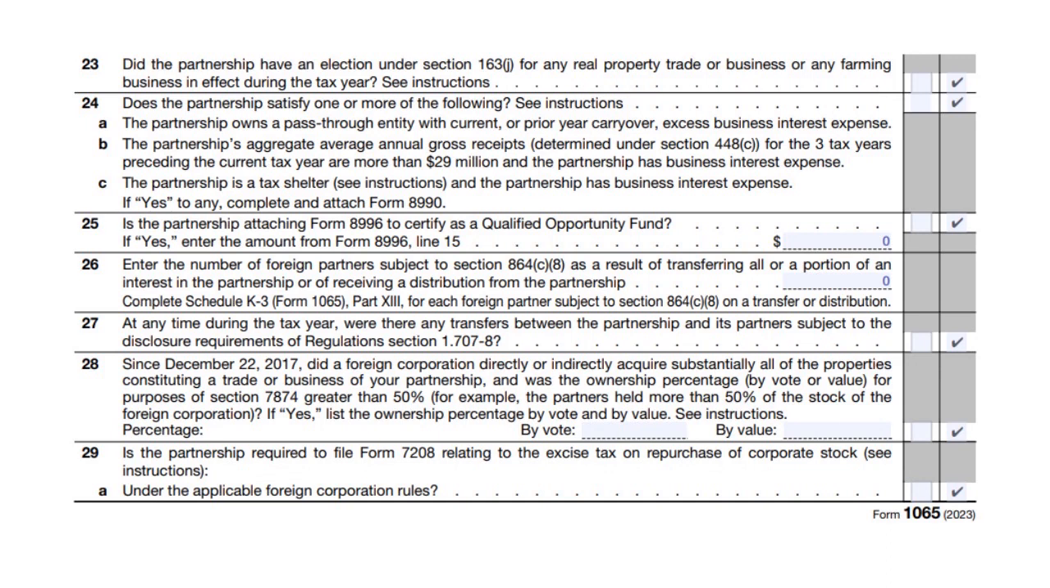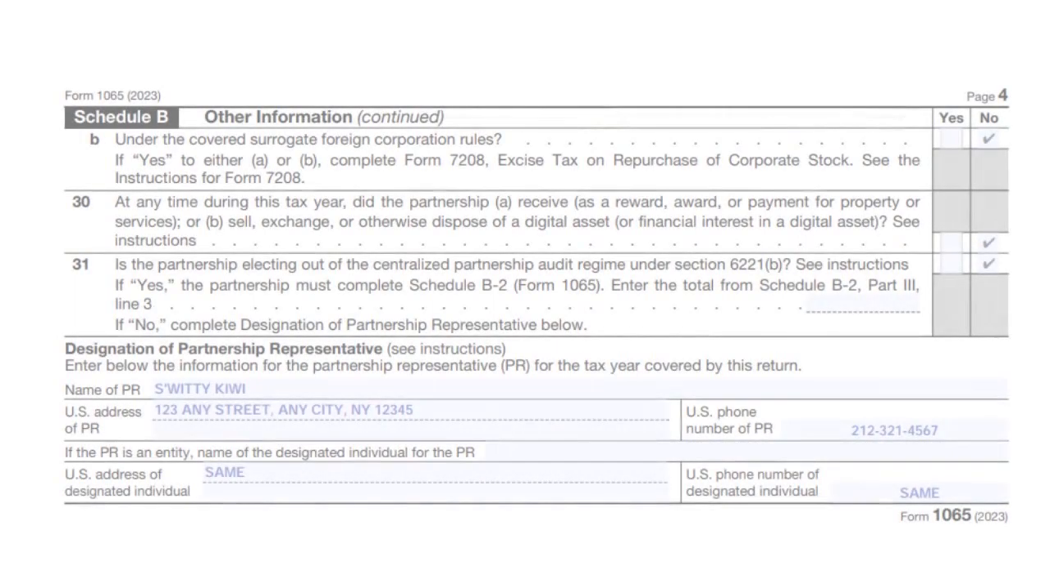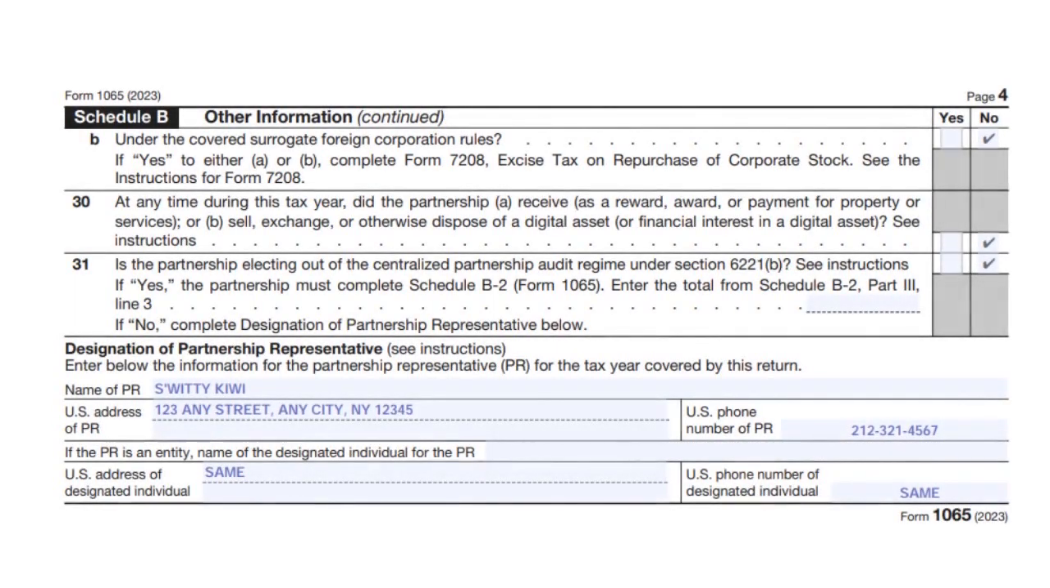Moving on, we have Schedule B. Here it says other information. This is page 4, right? And line B, we put no. Line 30, we put no. Line 31, we put no. So you can see that most of the other things do not apply to our situation. But again, it's one of those things where the IRS is trying to collect data, so they have a clear idea which type of partnership they are dealing with. And if any is applicable to your situation, please mark yes, okay?